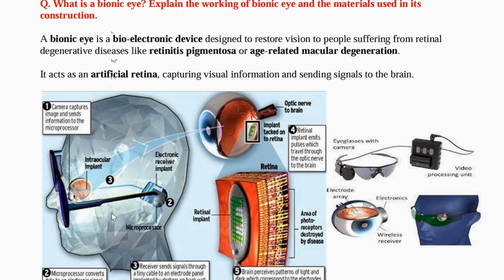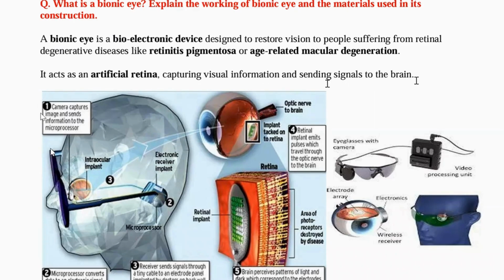What is bionic eye? Explain the working of the bionic eye and the materials used in its construction. So bionic eye is a bioelectronic device designed to restore the vision of people suffering from retinal degeneration diseases like retinitis pigmentosa or age-related macular degeneration. It is said to be an artificial retina that captures the visual information and sends it to the brain.